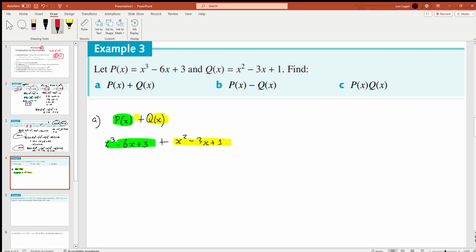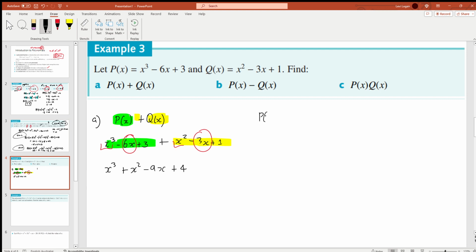So we pretty much look for like terms. There's no other cubic, so we leave that, and there's no other x squared terms. So at the moment we've got x cubed plus x squared, and now we can see this is a like term. So we have minus 6x minus 3x, which gives us minus 9x, and then we have 3 plus 1, which gives you 4. So that is the answer to pretty much A.